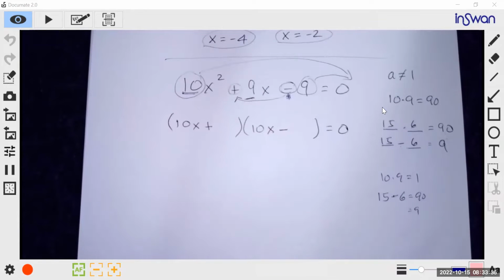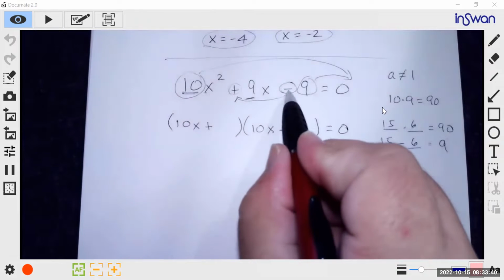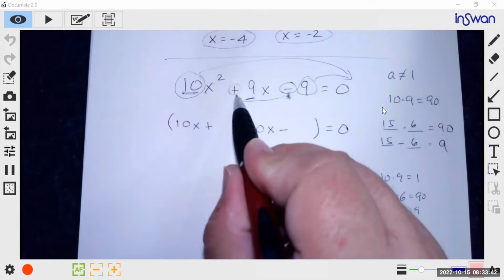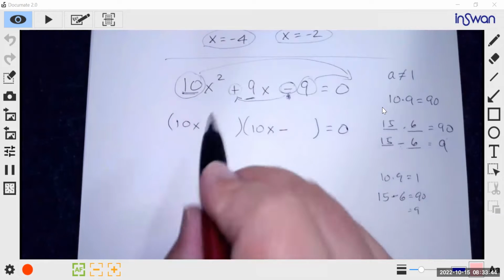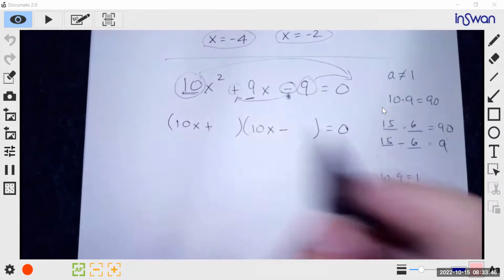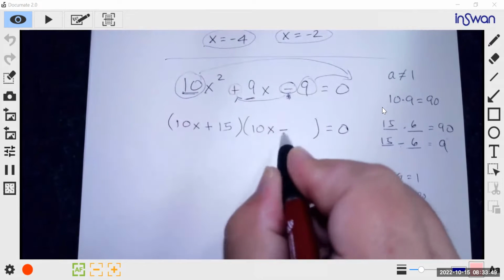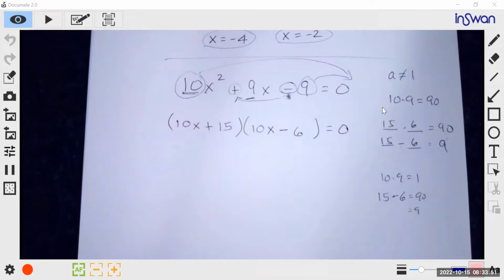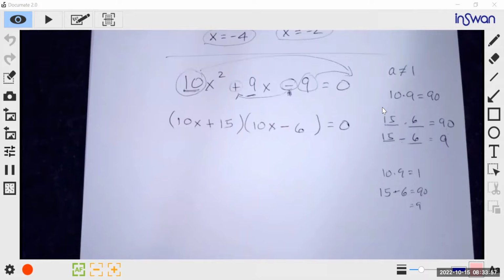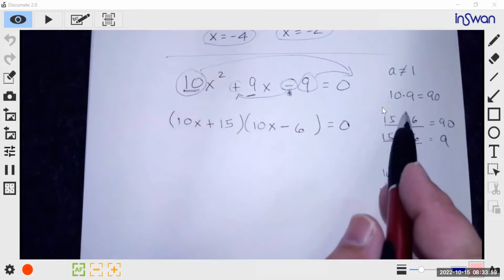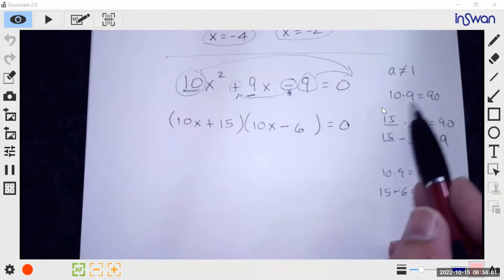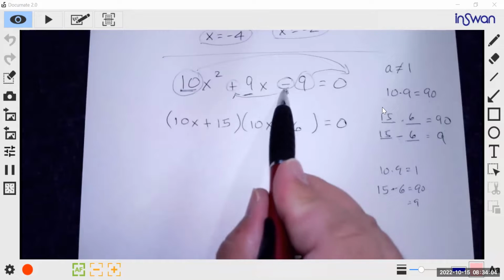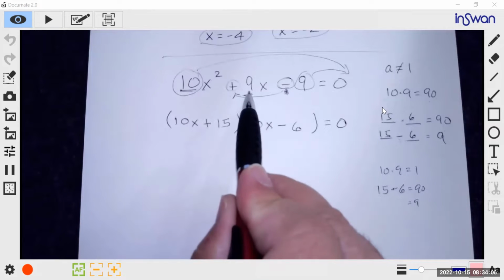Again, it doesn't matter what the sign is. Since they're opposite signs and the first sign is a plus, that means the bigger of these two numbers gets the plus. So this one's 15. This one is 6. And take the first and last term, multiply them together. We figure out what times what is 90. When you subtract them, that's the second sign, it equals the middle term, 9.